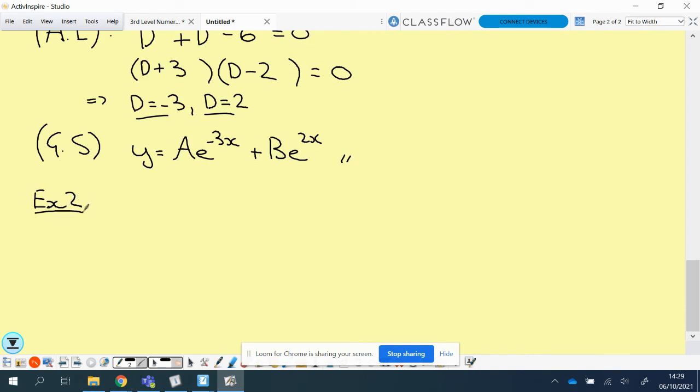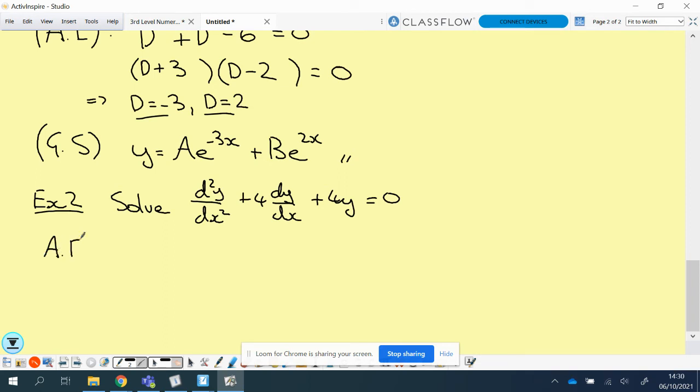So again, let's see another equation. So let's solve d squared y by dx squared plus 4 lots of dy by dx plus 4y equals 0. Okay. So what we need to do first is write down what our auxiliary equation looks like. So that's going to be d squared plus 4d plus 4 equals 0.